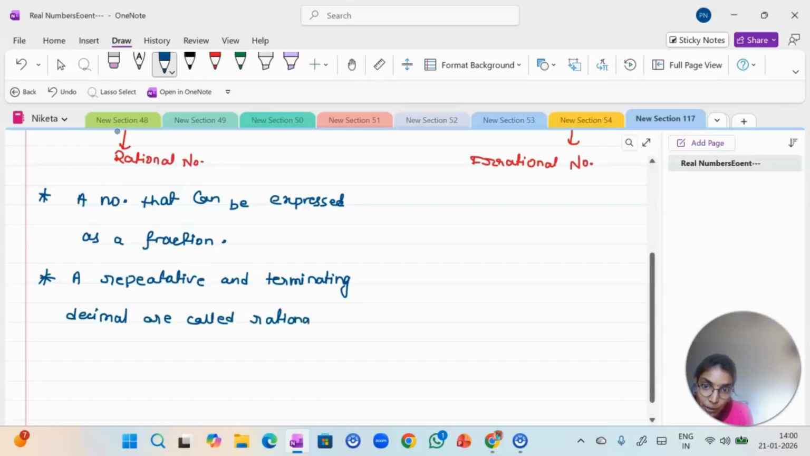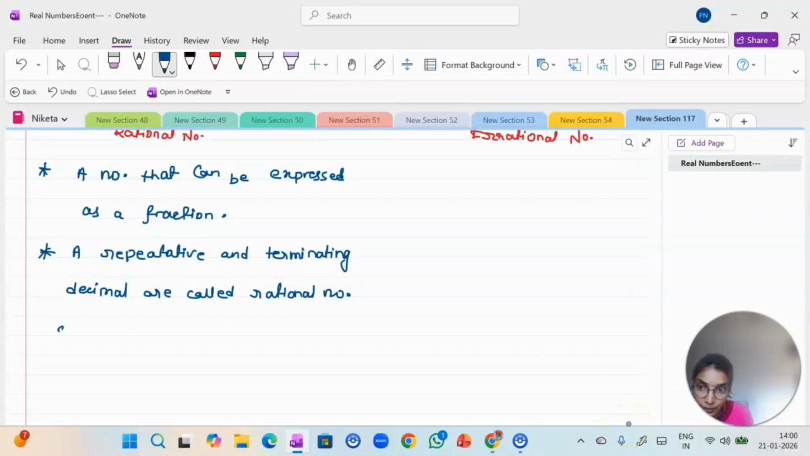So if we talk about examples of rational numbers, we can say 2, -5/7, -9/11, 3.333. These are all examples of rational numbers.